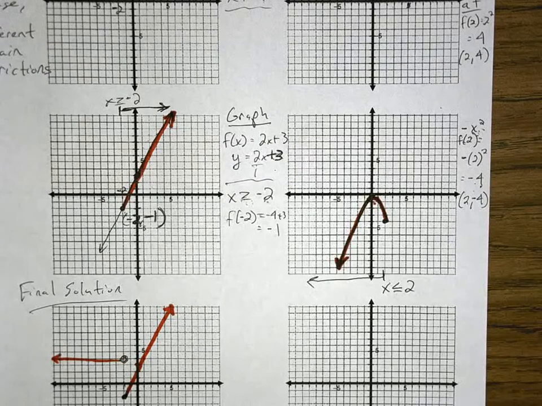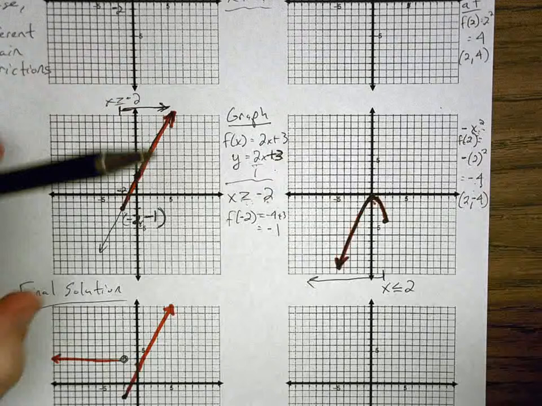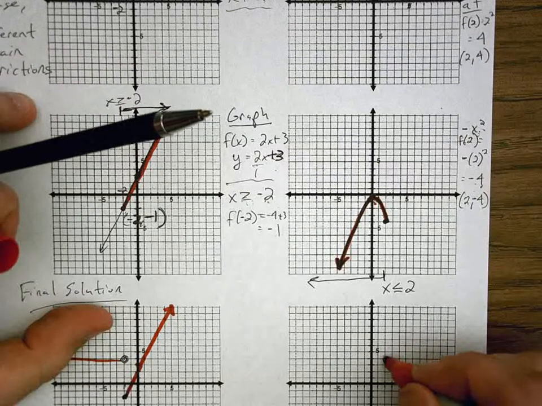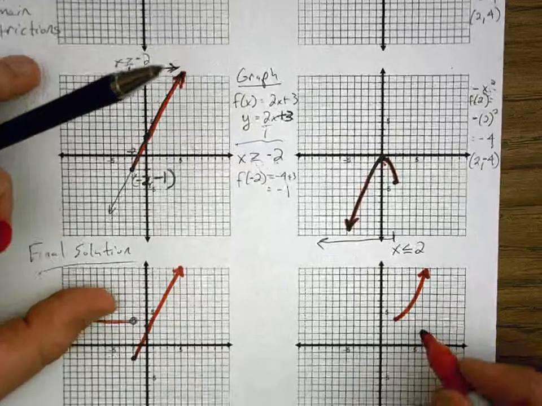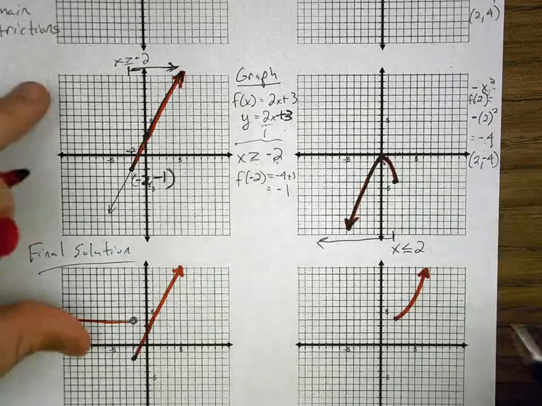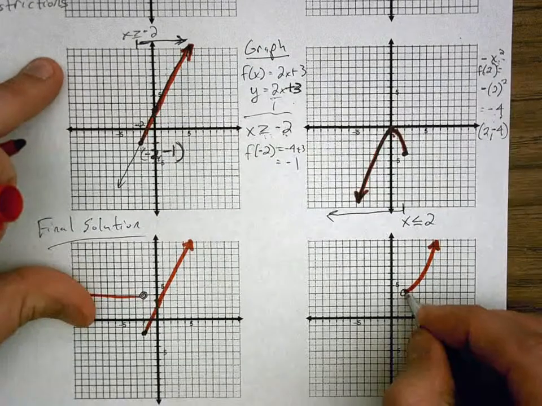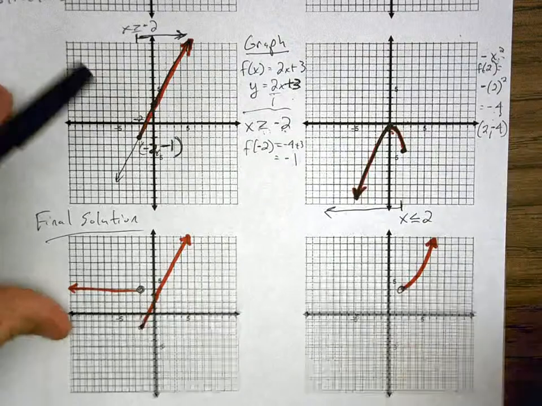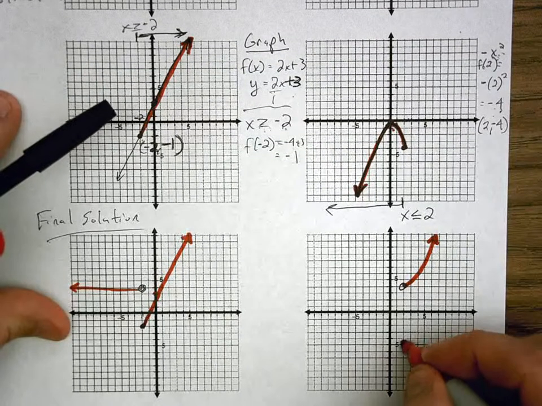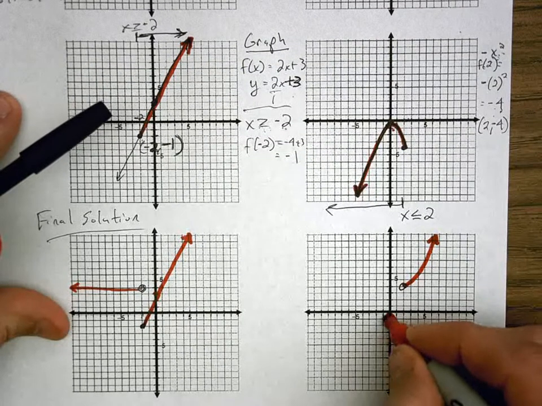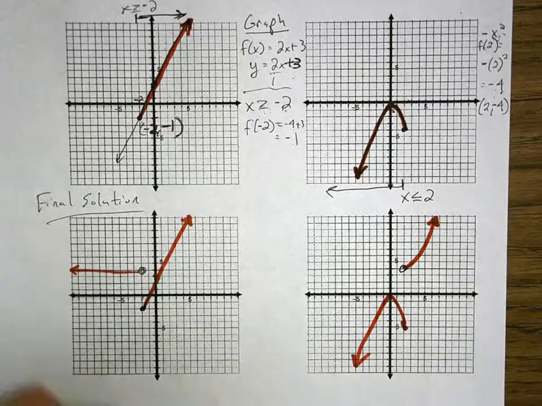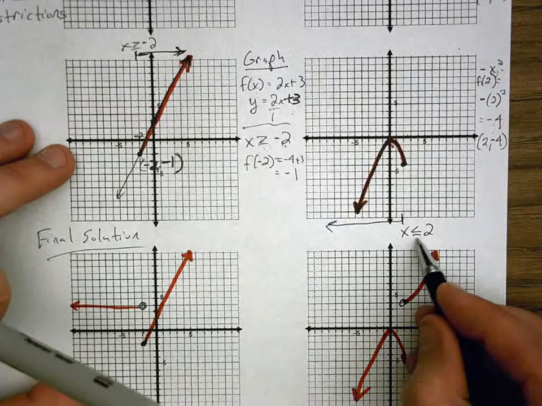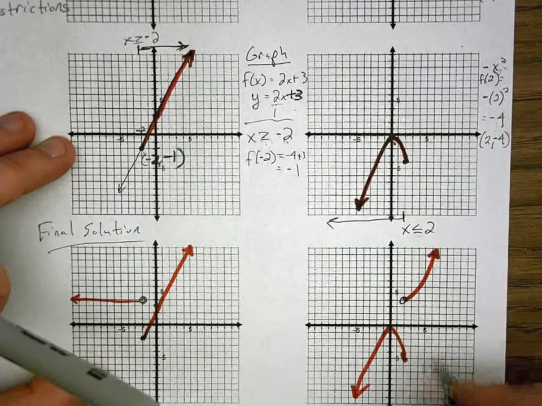So your final solution then is 2, 4, up. This is an open circle. And 2, negative 4. This is your final solution then. Wait, why is the bottom one not an open circle? Because it's less than or equal to. Or equal to. Yeah.